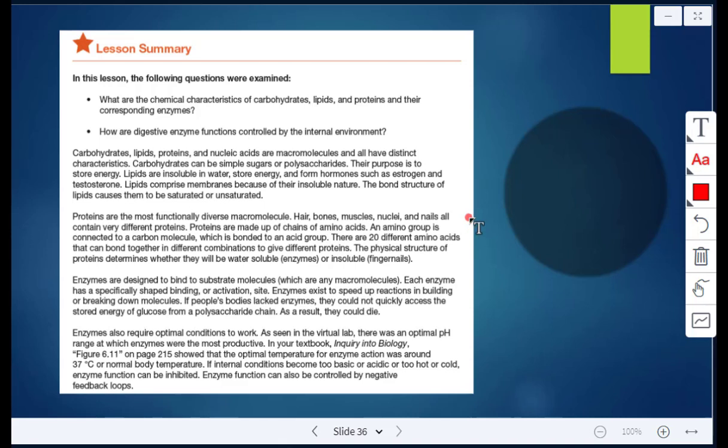Proteins are the most functionally diverse macromolecule. Hair, bones, muscles, nuclei, nails, they all contain different proteins, and proteins are made up of chains of amino acids. An amino group is connected to a carbon molecule, which is bonded to an acid group. There's 20 different kinds of amino acids that can bond together in different combinations to give different proteins. The physical nature of proteins determines whether they're going to be water soluble, like enzymes, or insoluble, like fingernails.